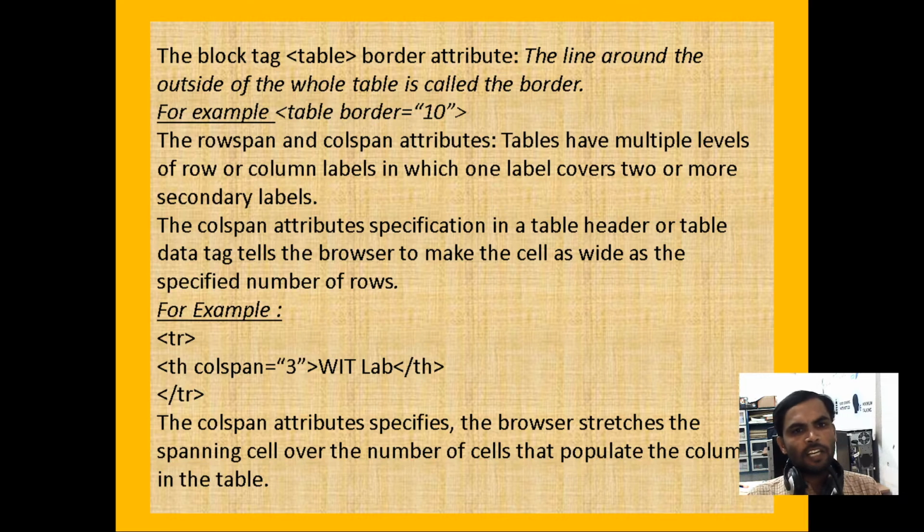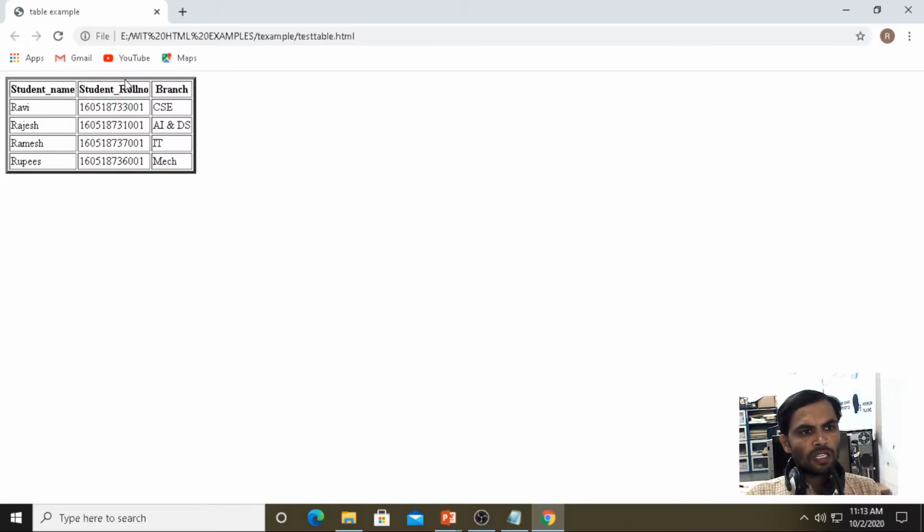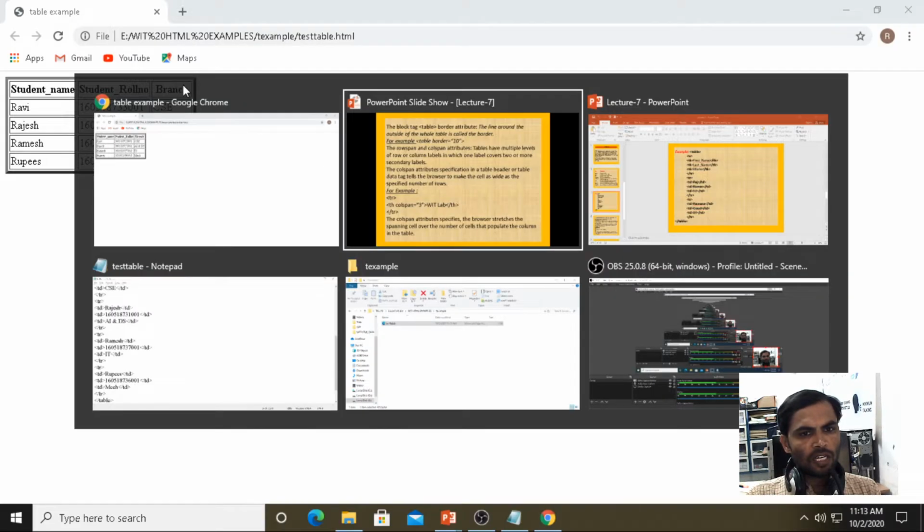The border is an attribute we discussed. A line around the outside of the whole table is called a border. A line outside the table we are calling a border.